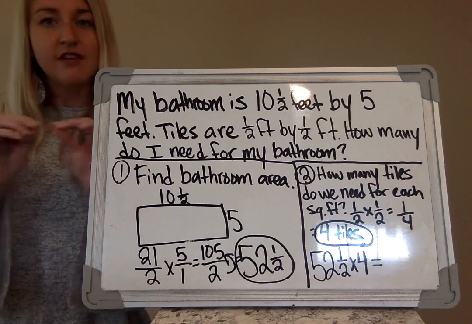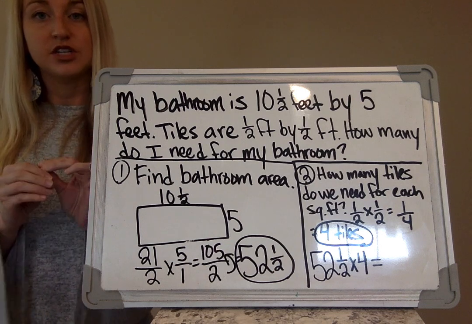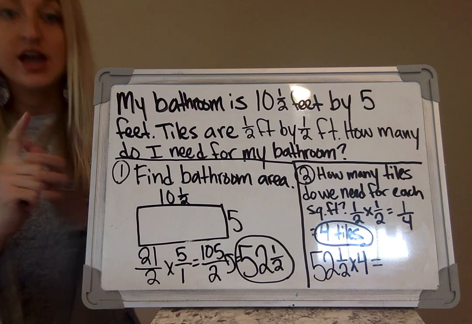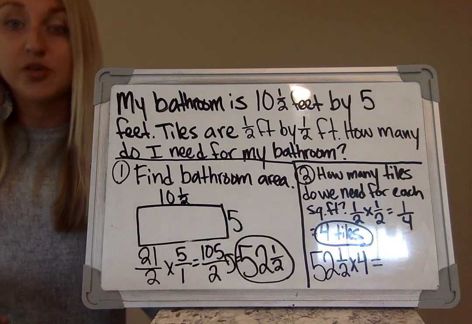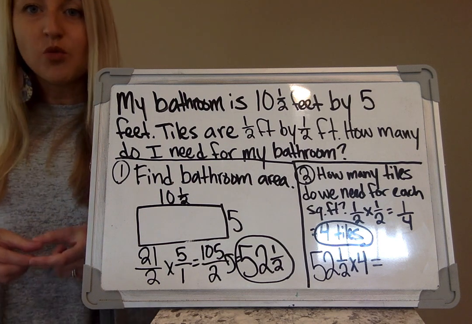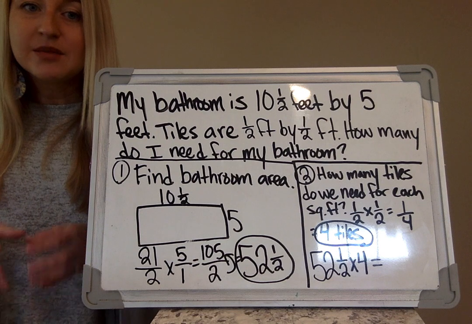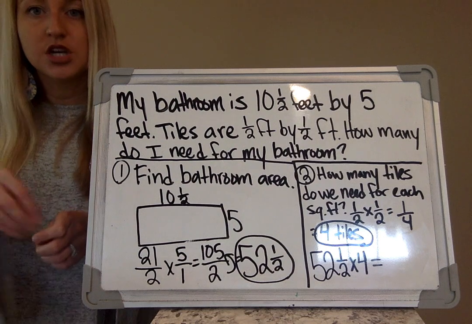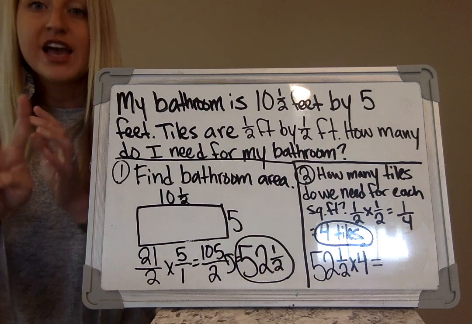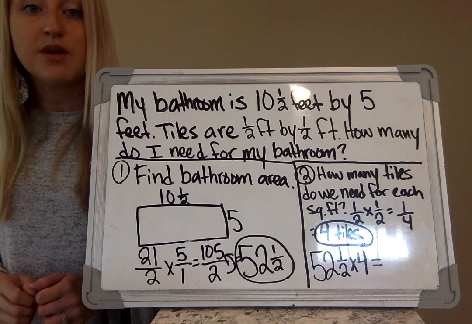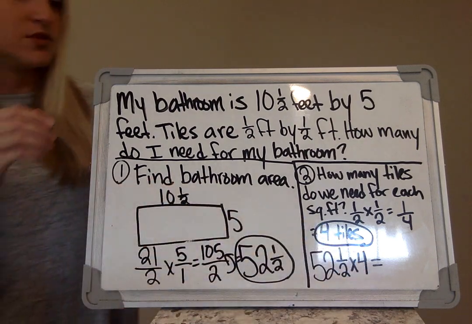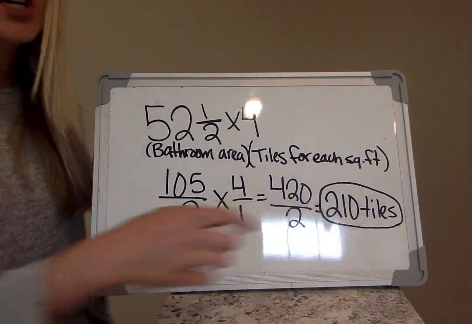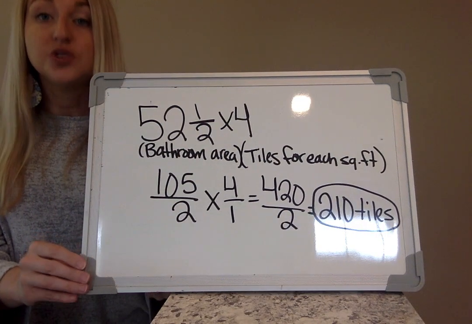They were only 1/2 foot by 1/2 foot. So we had to think first, how many of those tiles do we need for each one of the 52 and a half square feet to cover the bathroom? Because they were only equal to 1/4 for each one. When we added them all together, we asked ourselves, how many times do we have to add 1/4 to equal that whole square foot that we're looking for? It was 4 times. That's why we multiplied 52 and a half times 4 and got our answer of 210 tiles to cover our bathroom.